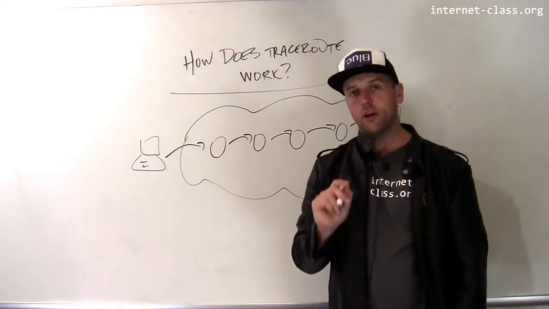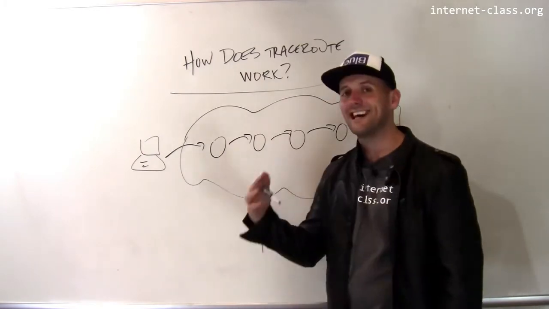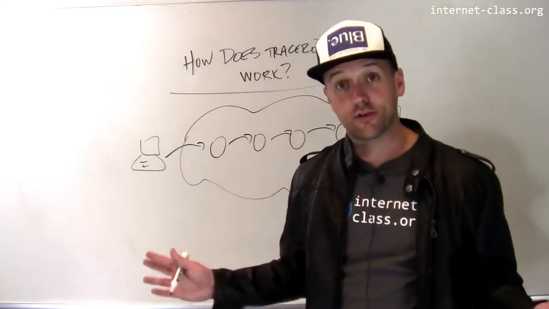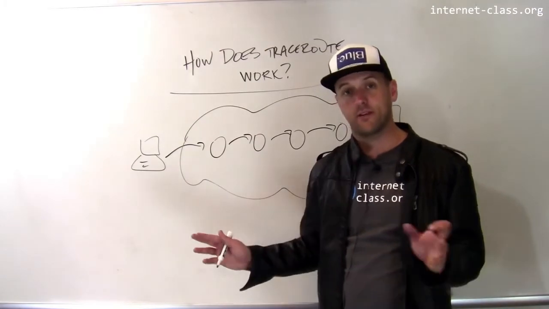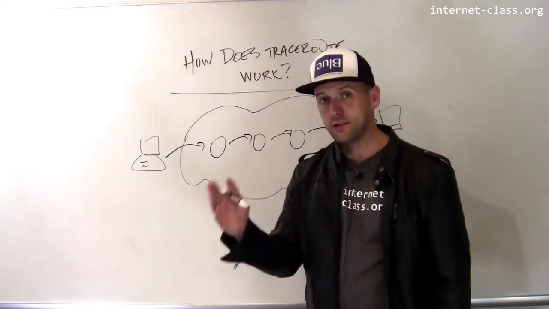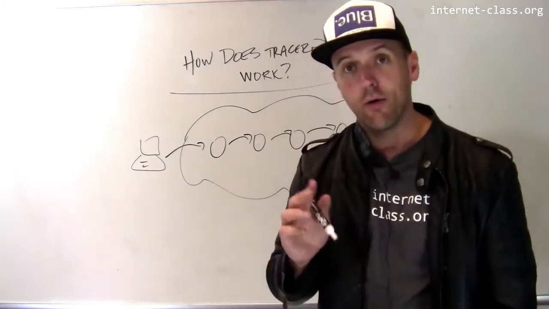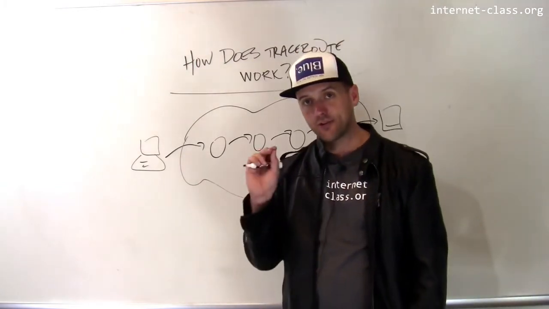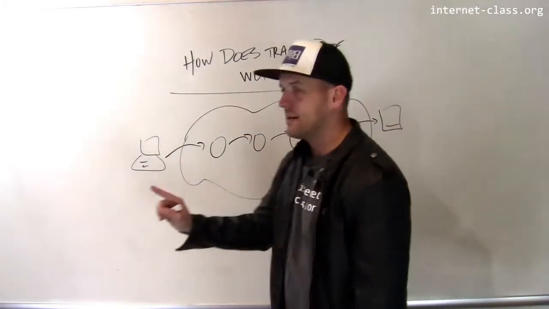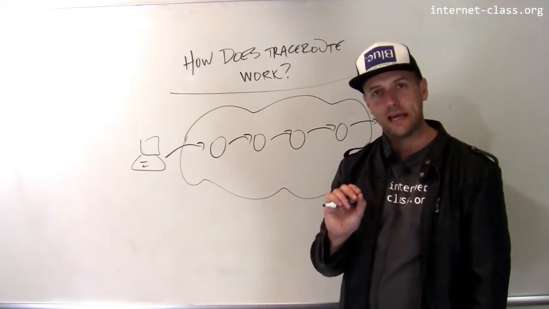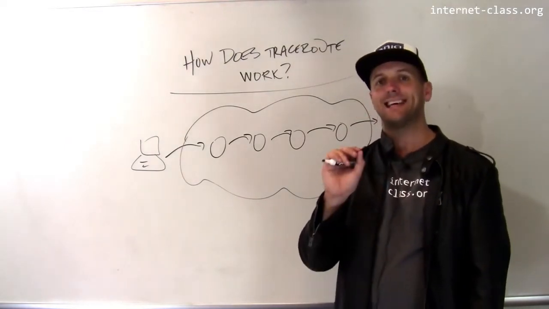What I'm interested in knowing is what are the identities of these routers. These routers are addressable. They have to have public IP addresses, otherwise they wouldn't be able to transmit data to each other. So how do I figure out what those IP addresses are? Traceroute works in this very clever way, and it exploits a field in the IP packet header.